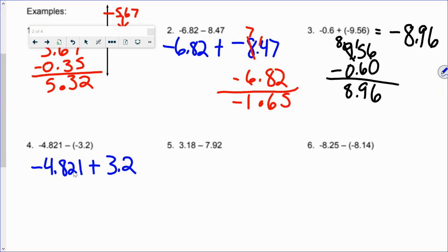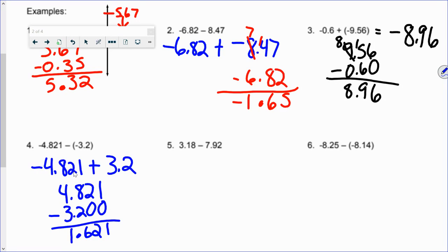Now this is a subtraction problem because they are different signs. Okay, so I need to take my 4 and 2100, sorry, minus my 3 and 2 tenths. And then what I need to do is just add my zeros in. And now I can subtract. All right, 8 minus 2 is 6. Got my decimals lined up so I know where my decimal goes.